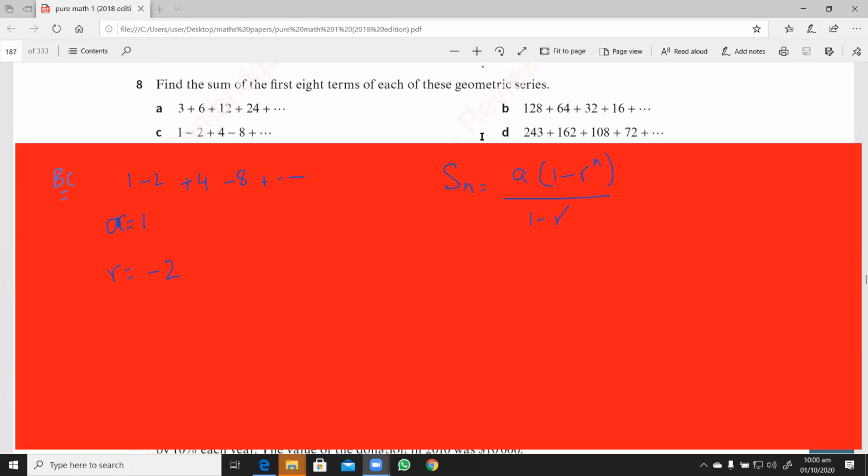So this sum of the first 8 terms is going to be 1 into 1 minus (minus 2) raised to power 8, over 1 minus (minus 2). So this is going to be minus 85. 1 minus 2 raised to power 8 over 3.